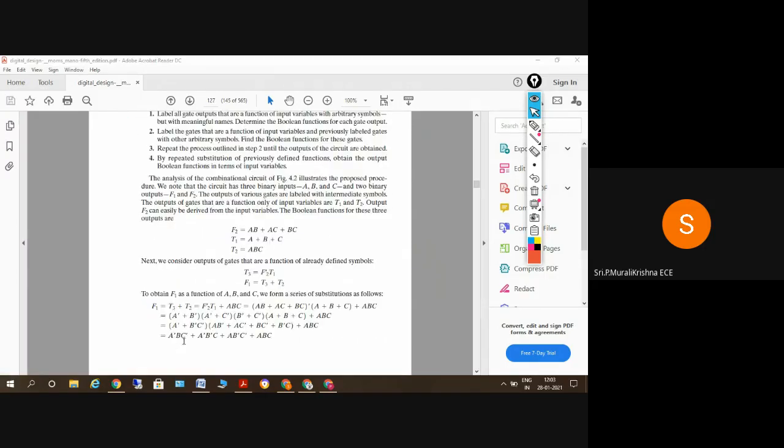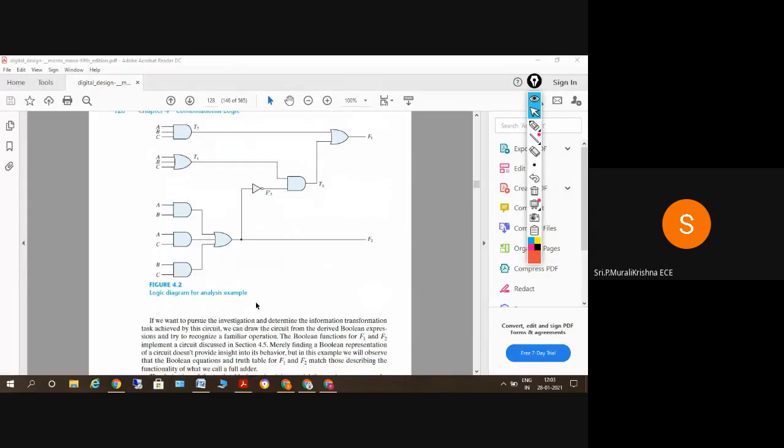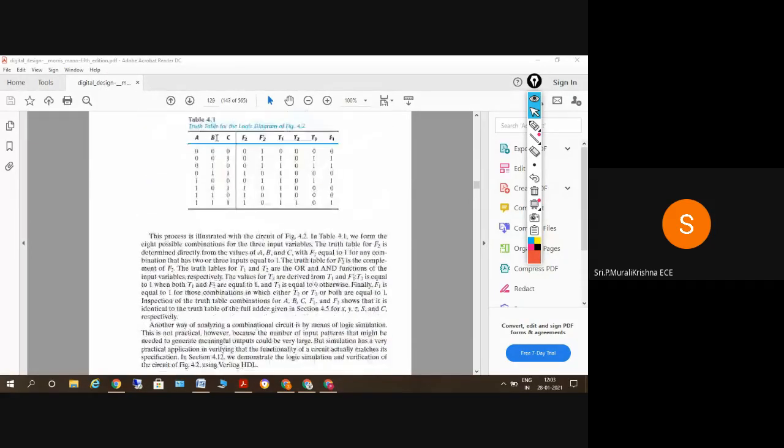After substituting the values, what we have to do is draw the truth table. The truth table will be like this. A, B, C are the inputs, and these are the outputs. The wanted outputs are F1 and F2, whereas these are the internal signals, which make F1 and F2. Getting my point? That is the analysis part.